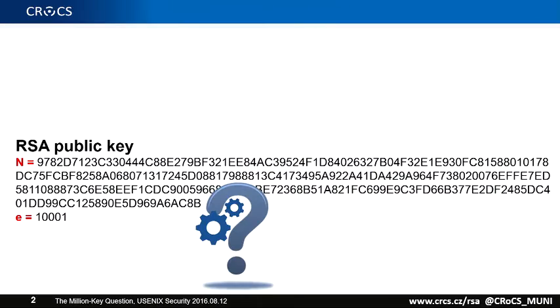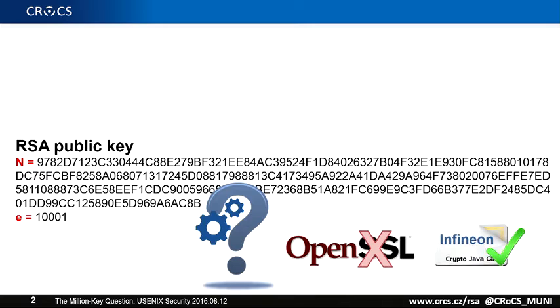And the question we are trying to answer is relatively simple. This is an ordinary RSA public key, nothing special about that. And the question is, which particular software library generated this key? A good guess would be OpenSSL, because so many keys are generated by OpenSSL, right? But it can't be OpenSSL. OpenSSL will never generate a key like this. In fact, it was some Infineon cryptographic smart card.